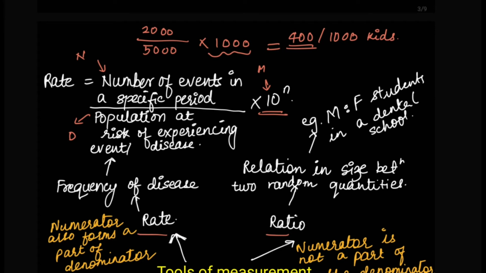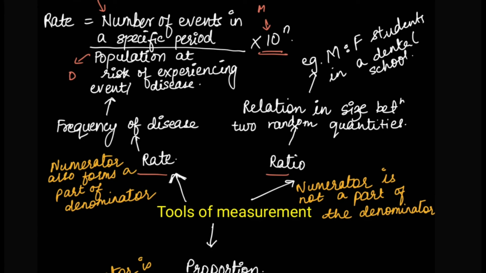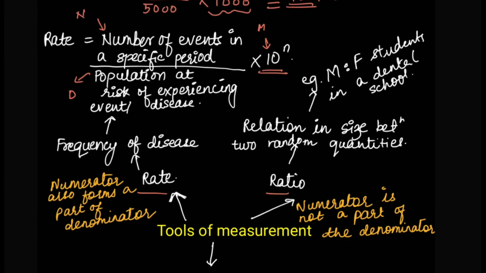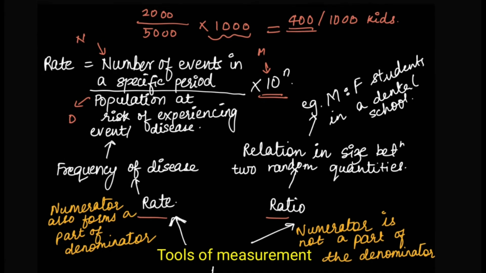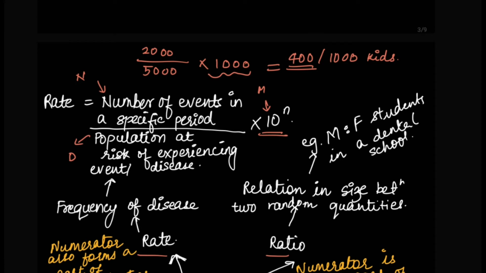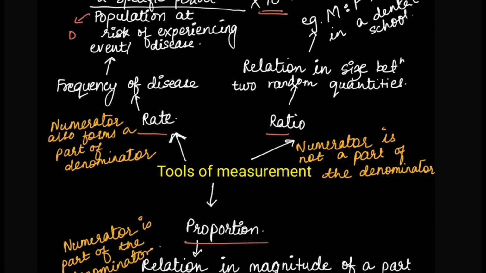Alright. So in rate, the numerator also forms a part of the denominator, because these are the same students who are having caries, right? Like the population, that is 5,000, out of these 5,000, 2,000 people are having caries. So that's why it is the rate, and in rate the numerator also forms a part of the denominator.